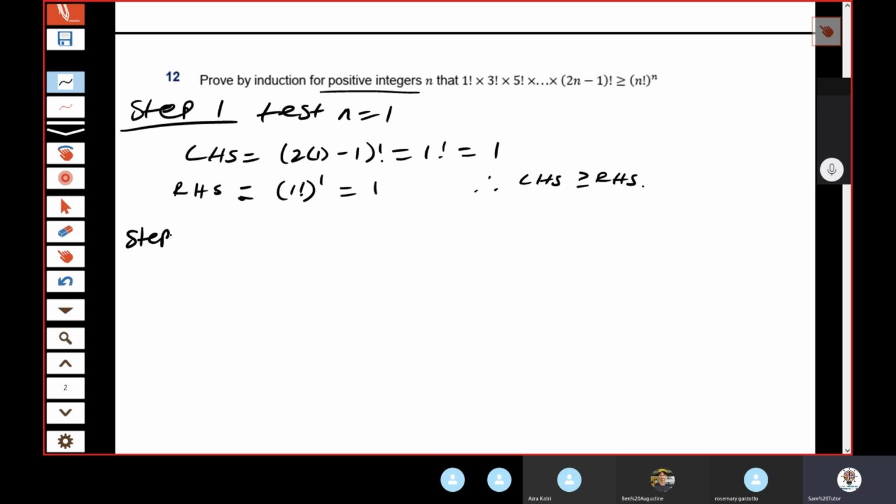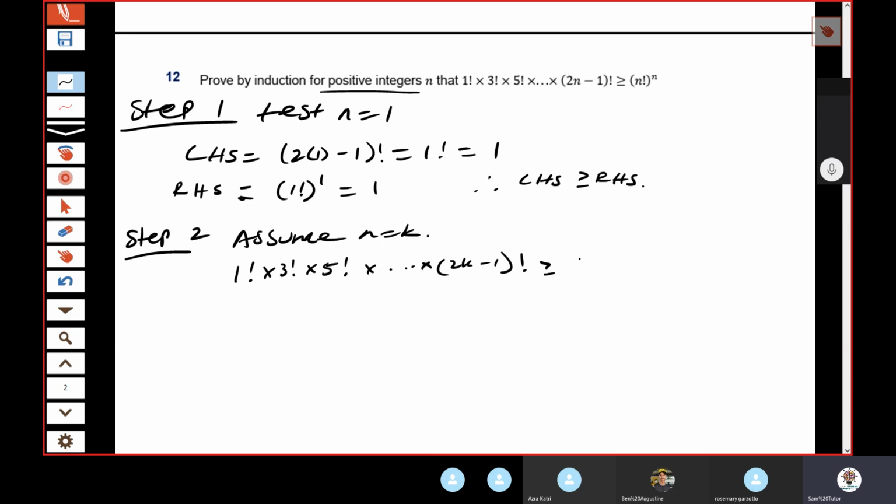Step 2, nice and easy step. Step 2 is going to be assume n equals k. So that becomes 1 factorial times 3 factorial times 5 factorial times up to 2k minus 1 factorial has to be bigger than or equal to k factorial to the power of k. This is going to be a bit interesting, I think. We'll keep trying. Step 2, step 3.